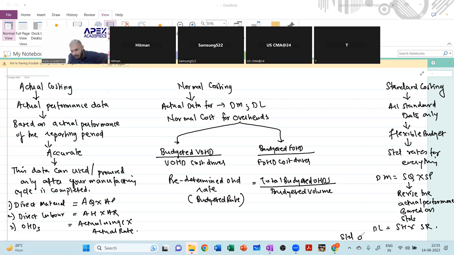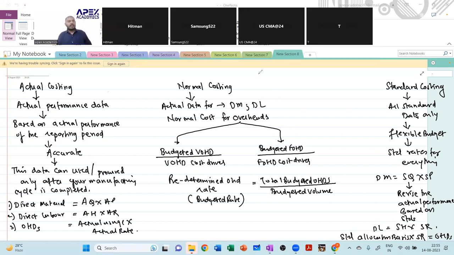standard allocation basis multiplied by standard rate will give me my overheads. This right here becomes your universe of actual costing, normal costing, and standard costing, which are important concepts. Unfortunately, missed out in some publications. Fortunately, very decently covered in some publications. We have taken the best of everything and we have created a chart here for actual, normal, and standard costing.